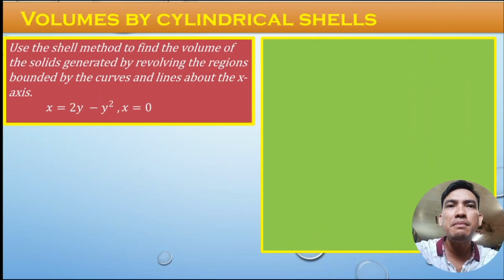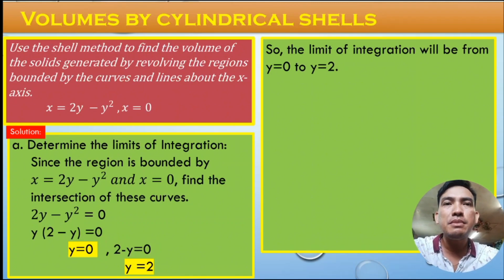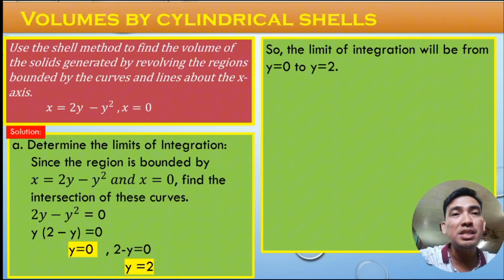Okay, so we have here our steps to follow as we determine the solution. So our solution is going to be, first, we have to determine the limits of integration. Since the region is bounded by x is equal to 2y minus y squared and x is equal to 0, we can find the intersection of these curves.